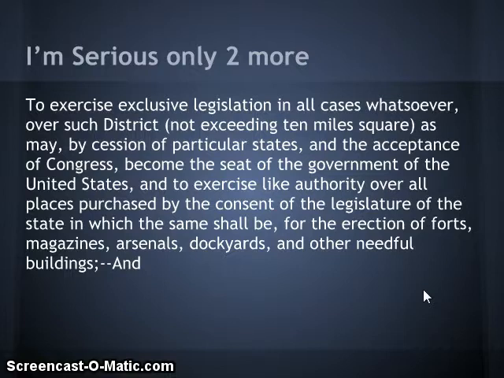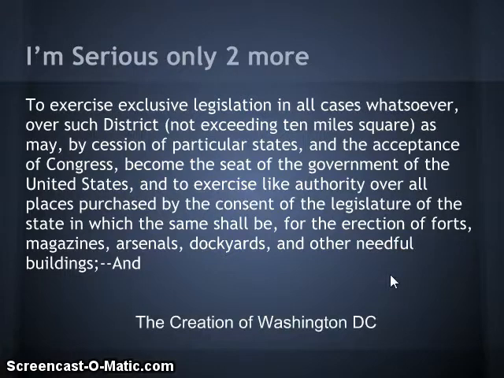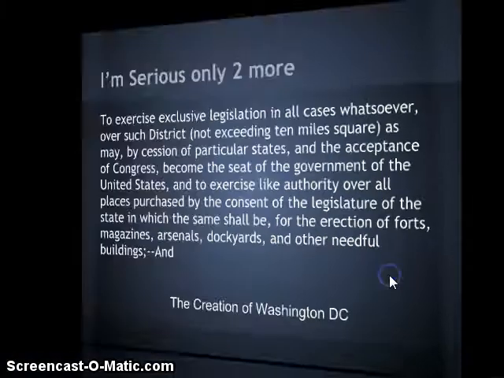To exercise exclusive legislation in all cases whatsoever over such district not exceeding 10 miles square as may, by cession of particular states, and the acceptance of Congress, become the seat of the government of the United States, and to exercise like authority over all places purchased by the consent of the legislature of the state in which the same shall be, for the erection of forts, magazines, arsenals, dockyards, and other needful buildings. That is just creating Washington, D.C., our national capital.